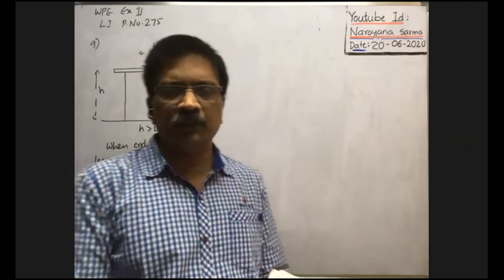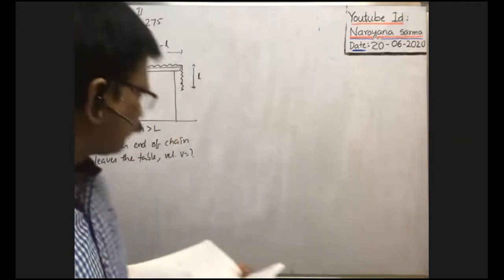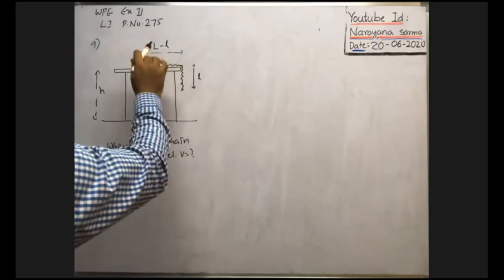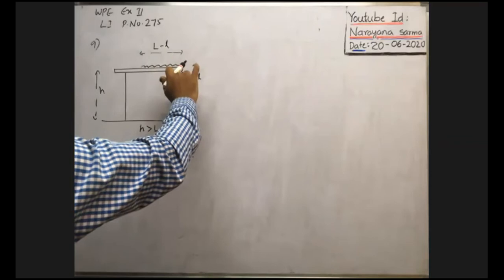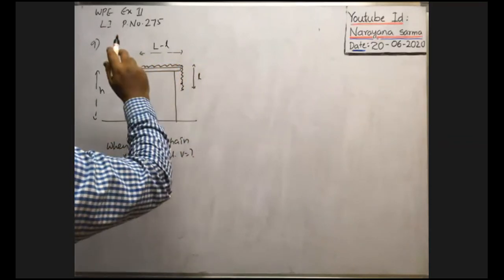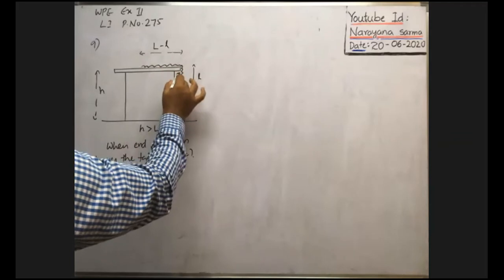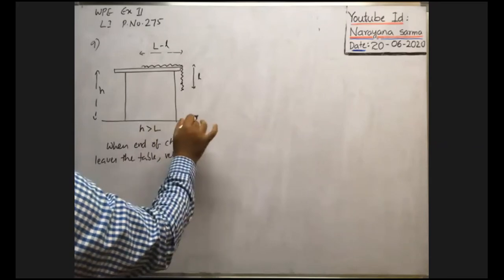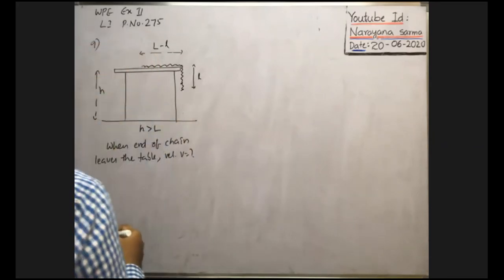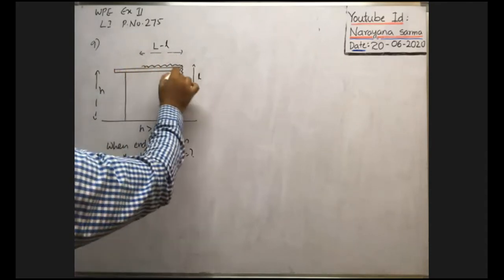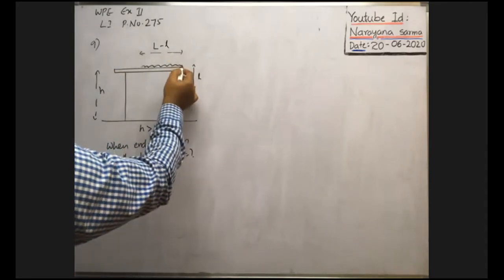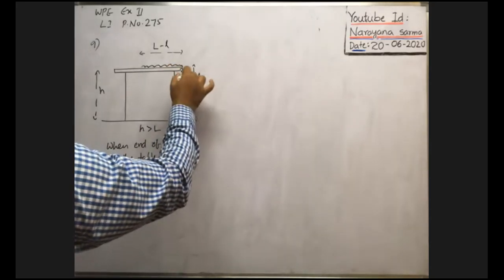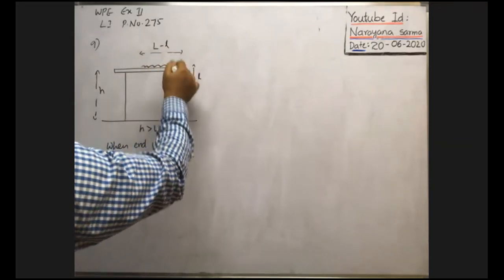Right, you see, here is a uniform chain of total length capital L, in which a smaller length of the chain is hanging from the edge of the table. The height of the table is greater than the length of the chain. That means even if the total length of the chain is hanging like this, the chain does not touch the floor. Since it is a smooth table, when you keep the chain on the table with a little length hanging from the edge, because of the weight of the hanging chain, it immediately slides and finally leaves the edge of the table.